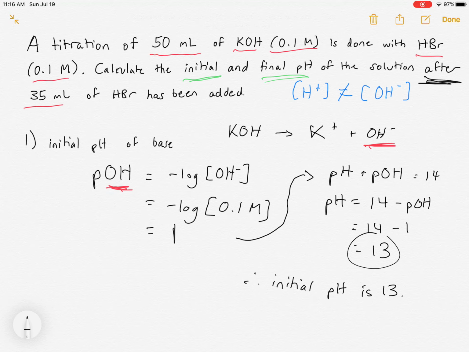Now, we want to move on to trying to calculate the final pH of the solution. To be able to find the final pH of the solution, we need to find out how many of these hydroxide ions were neutralized, how many of them reacted or combined with hydrogen ions to neutralize and form water.